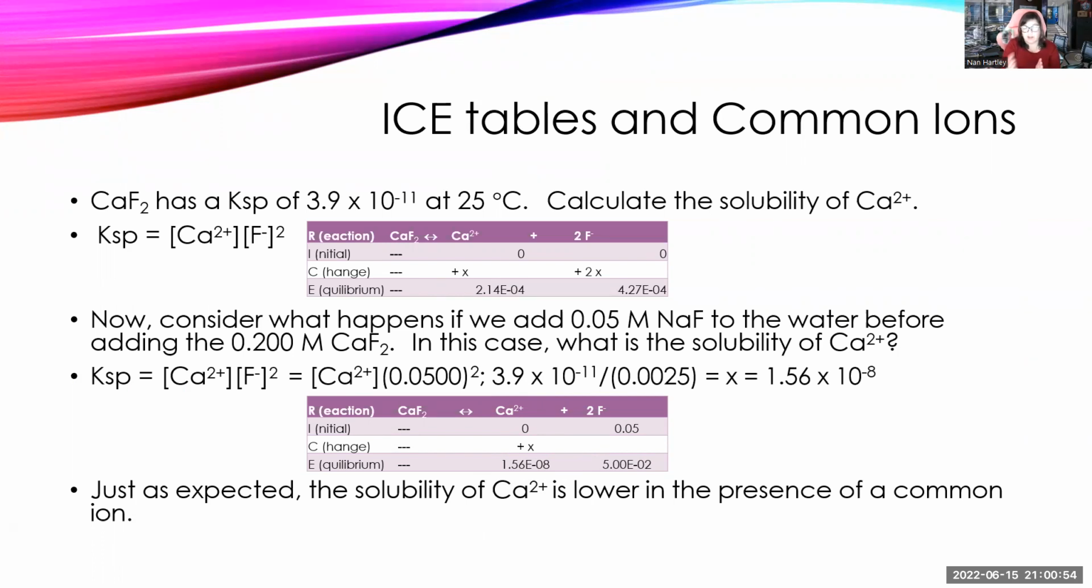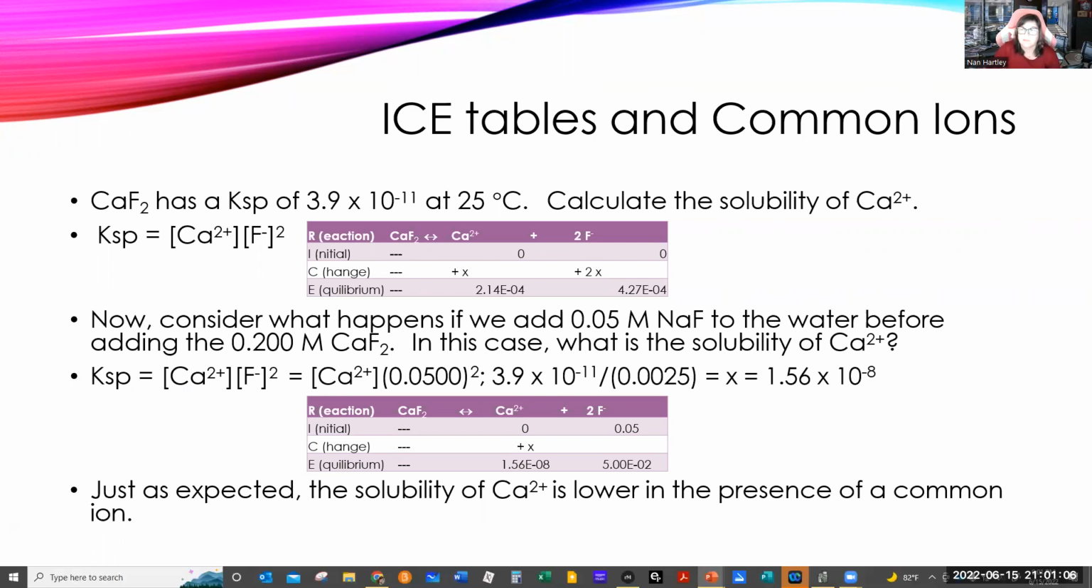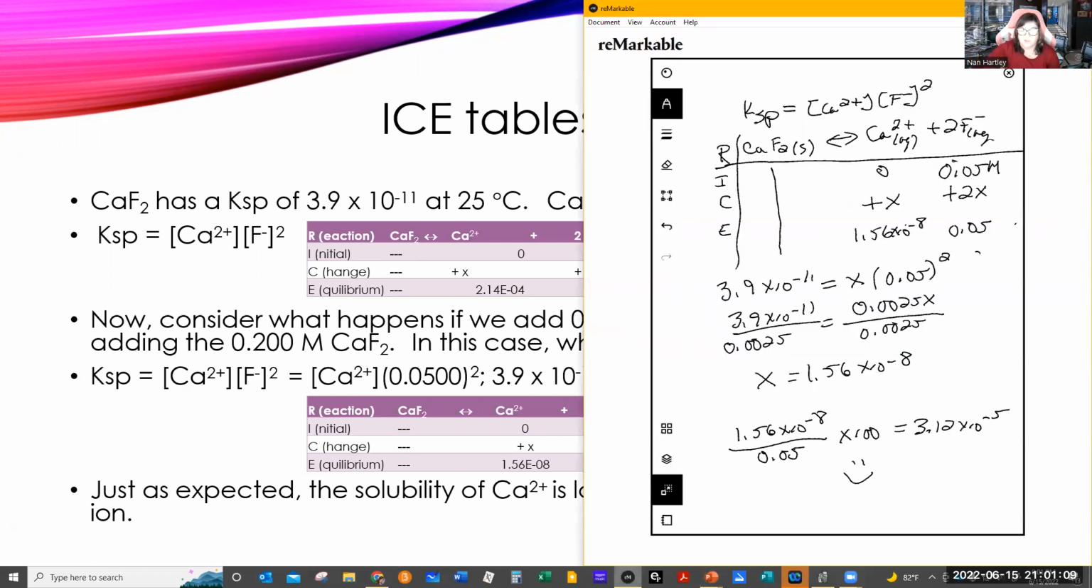So we now have a source of F minus that affects how much of that Ca I can get into solution. Effectively, if I look at this reaction right here, the CaF2 going to Ca2+ plus the 2F minus, because there's already F minus there, I'm going to have to slide this backwards, which indicates that I will have a lower solubility for Ca2+. So that is Le Chatelier's principle in action. That's what you're looking at.